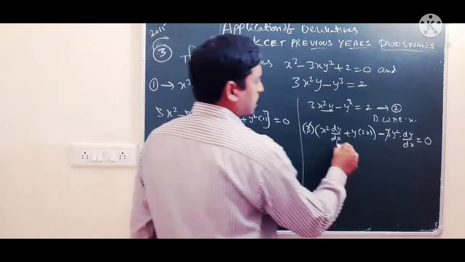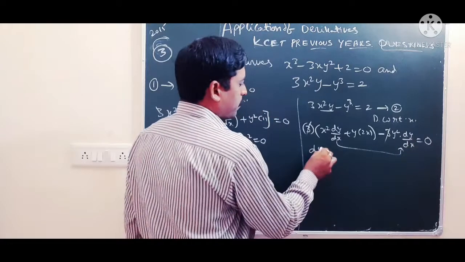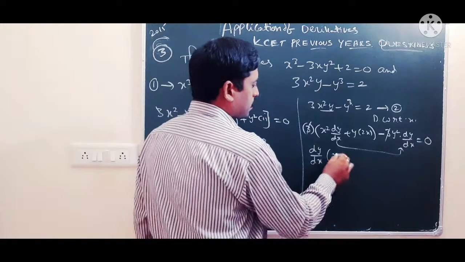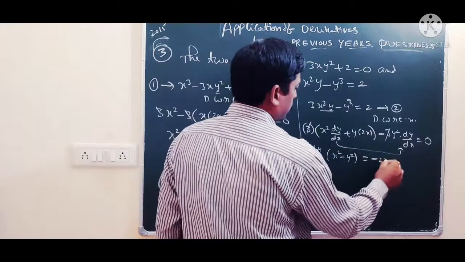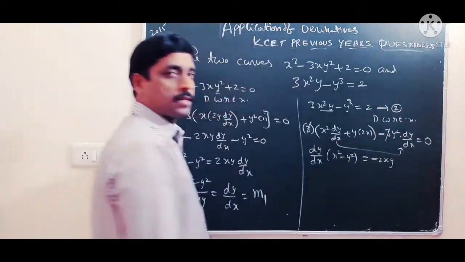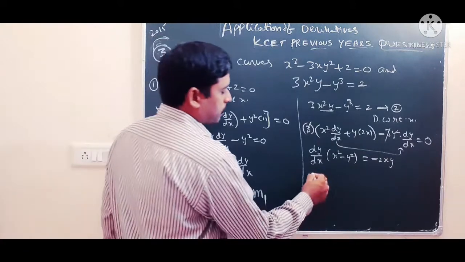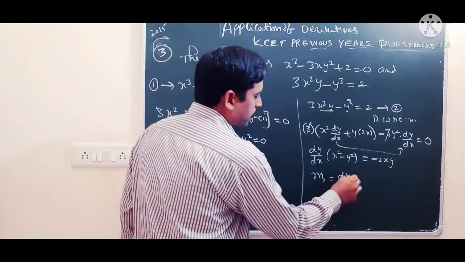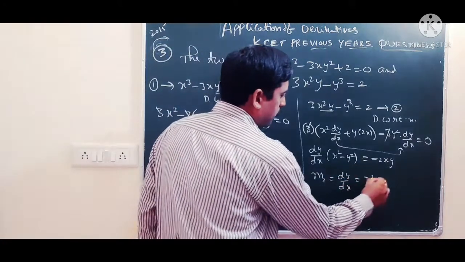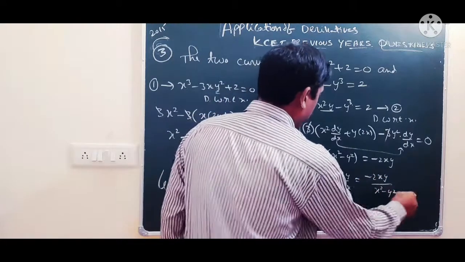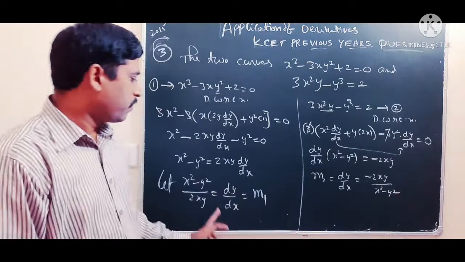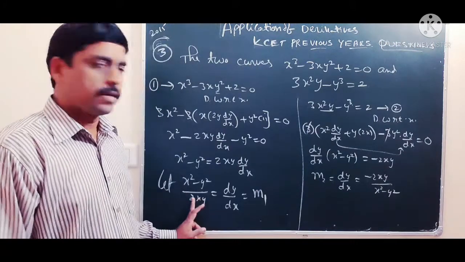dy by dx take out common. In this one, dy by dx into x square minus y square is equal to minus 2xy. Plus 2xy bring to the right side, minus 2xy. Therefore, m2 is equal to dy by dx equal to minus 2xy by x square minus y square. So let us observe, m1 and m2 both are not equal.